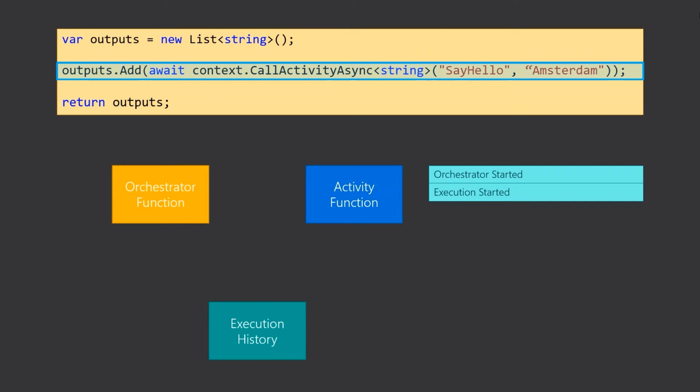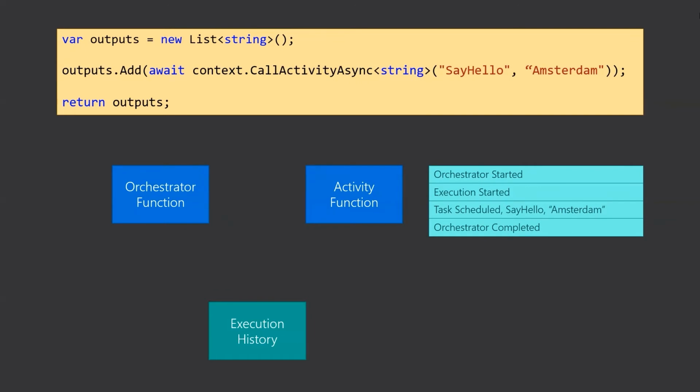So the first thing the orchestrator is going to do is look into our execution history and say, did we run that before? And the execution history will say, no, you did not run say hello with parameter Amsterdam before. So I don't have any result for you. So the orchestrator is going to schedule the work. It's going to say, okay, I need to run say hello with parameter Amsterdam and do whatever you have to do. But then the orchestrator doesn't have to do anything else. It's just going to shut down until this execution is done. So the orchestrator at that point is just going to complete.